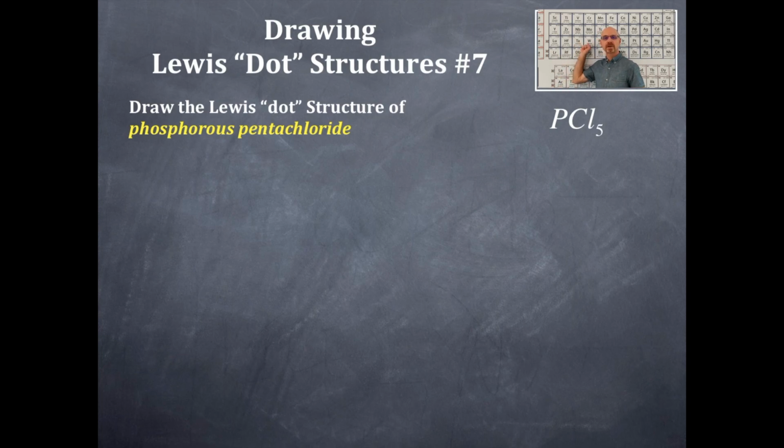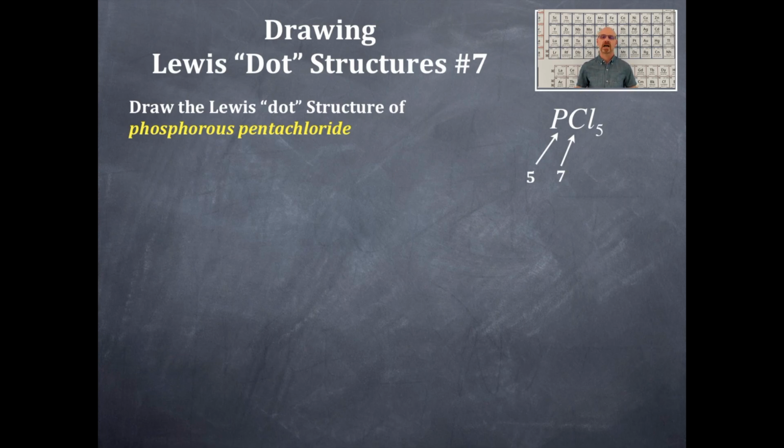So now you're going to find a periodic table, hopefully one smaller than you got right up here, and you're going to get the valence electrons for phosphorus and for chlorine. So the valence electrons for phosphorus is 5. The valence electrons for chlorine is 7. And how many phosphorus? 1. So I'm going to multiply that 5 times 1.